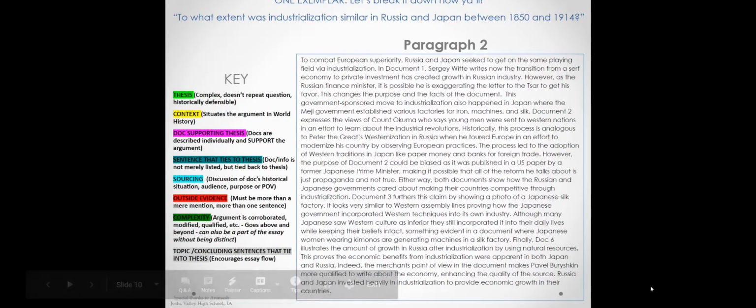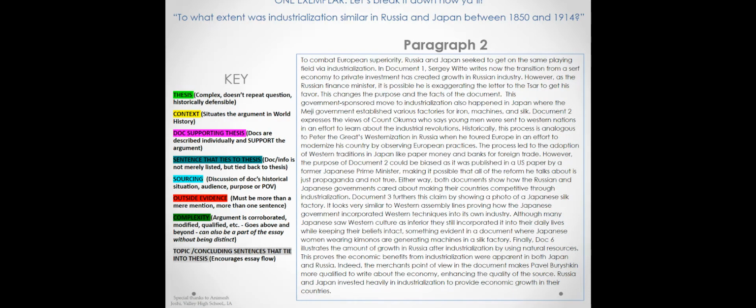So again, I'm going to read this. Feel free to follow along. To combat European superiority, Russia and Japan sought to get on the same playing field via industrialization. In document 1, Sergey Witte writes, now the transition from a serf economy to private investment has created growth in Russian industry. However, as the Russian finance minister, it is possible he is exaggerating in the letter to the Tsar to get his favor. This changes the purpose and the facts of the document.